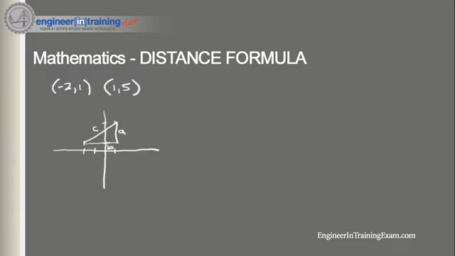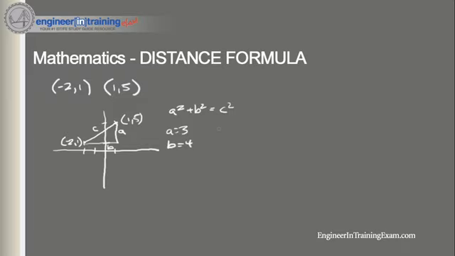So graphically, once again, it's easy to find what C is just using the Pythagorean theorem, which is A squared plus B squared is equal to C squared. So using this process, we can simply find out that if this is (1, 5) and this is (-2, 1), that we can see that A is going to be 3 and B is going to be 4.